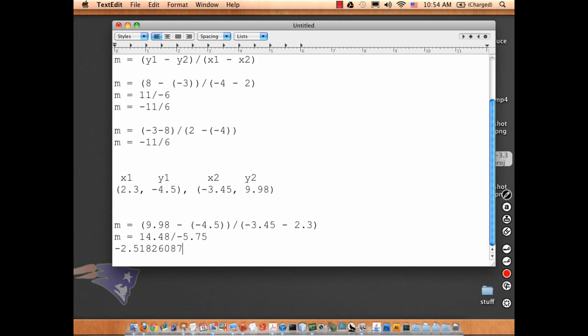Okay? We can just write like negative 2.51, right? Or negative, I want to see your slope to the nearest hundredth. So it's negative 2.52. So always put your slope to the nearest hundredth if you need to write a decimal.